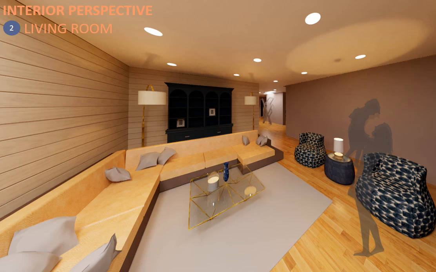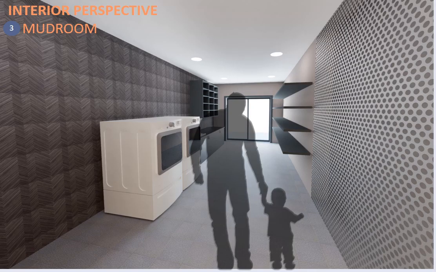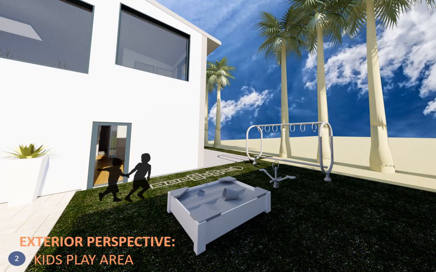This is one of my favorite interior perspectives of the home because you can see where geometry and circles are being used. This interior perspective shows the mudroom, which indicates my color palette and the circles being used through the home. Next is the exterior perspective, which is the kids' play area.